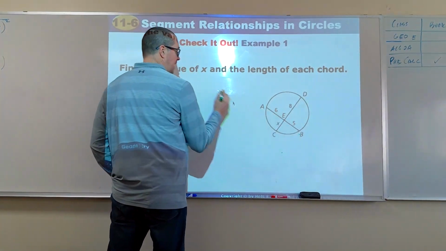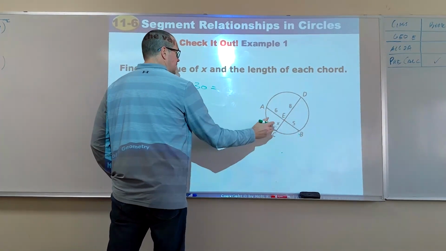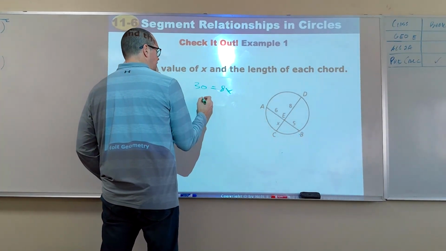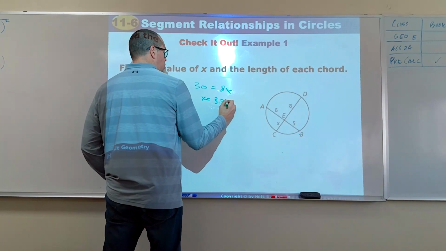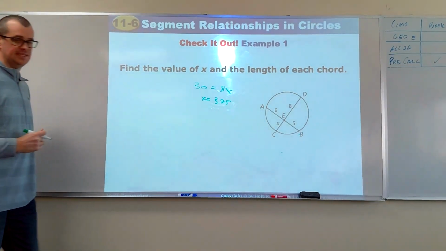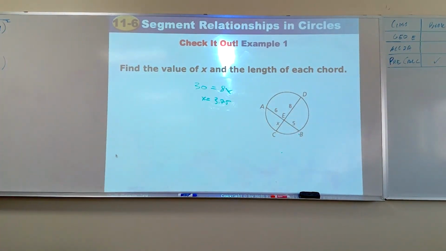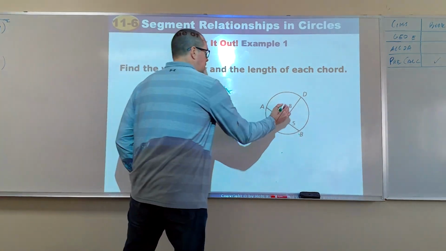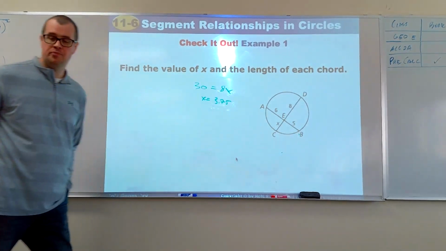Well, 6 times 5 is 30, equals 8 times x, which is 8x. 30 divided by 8 is 3.75. Yes, it's that easy. All you have to do is solve for x there. If I do that right, 30 divided by 8 is 3.75. Okay? Chord: multiply them together and set them equal.